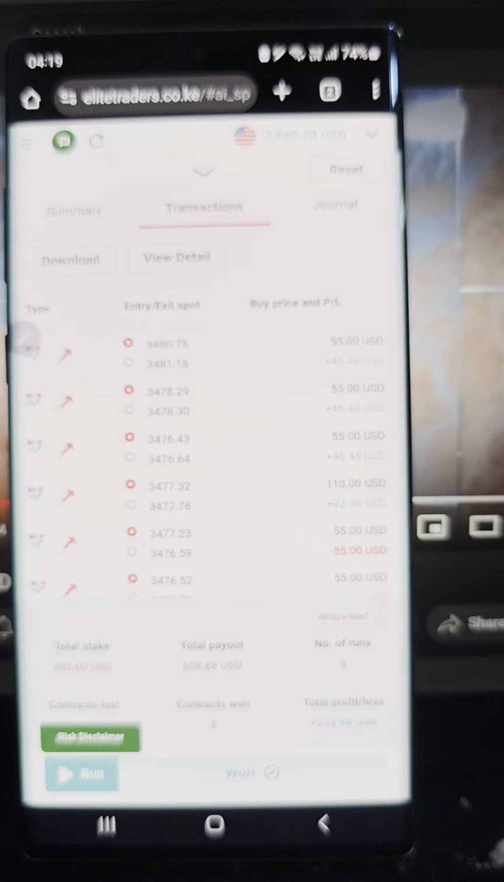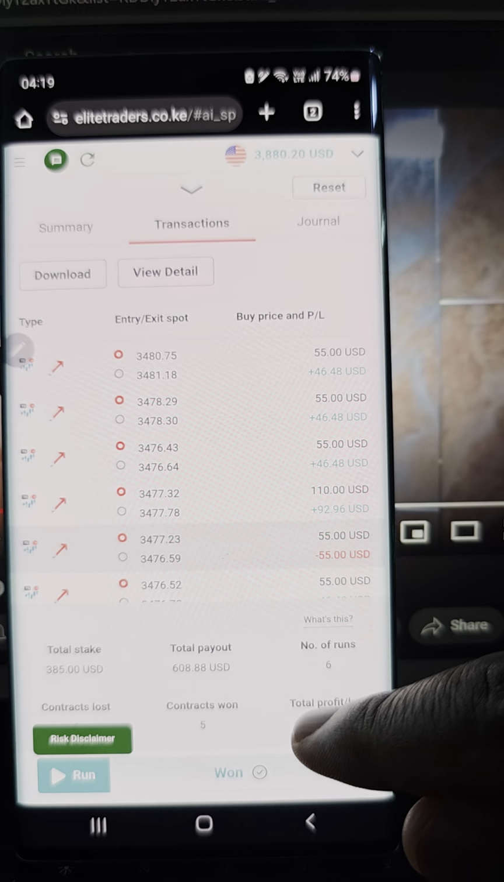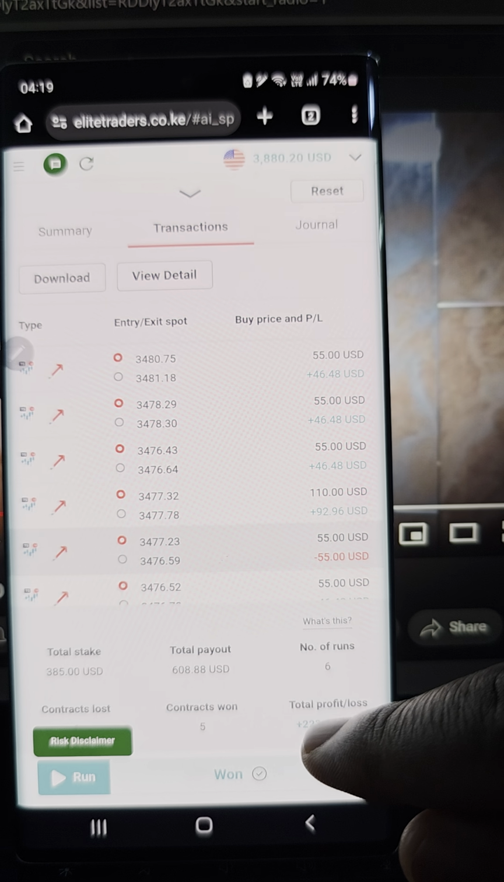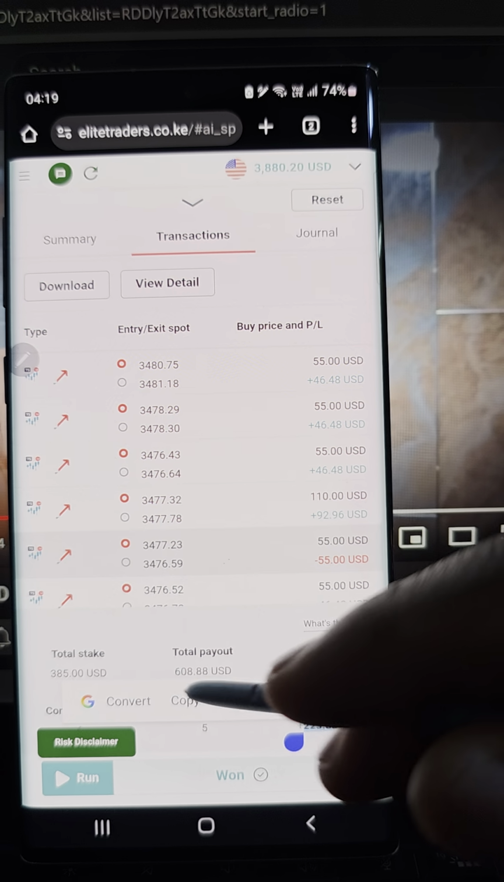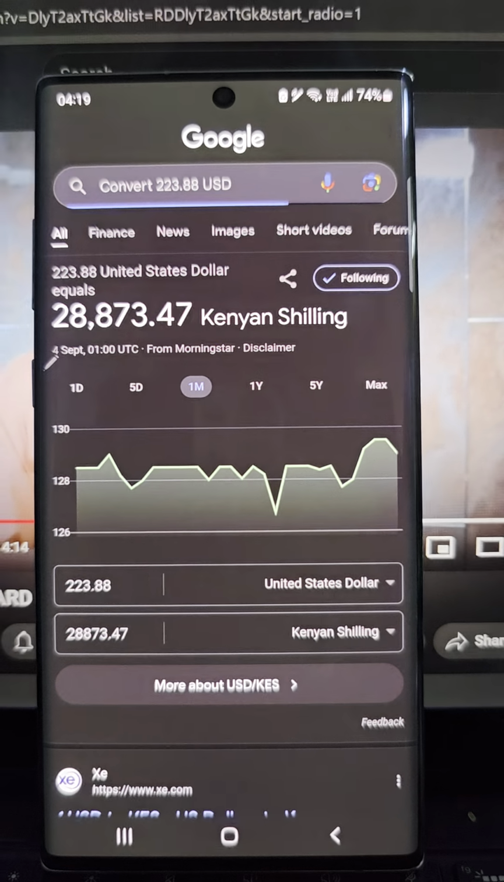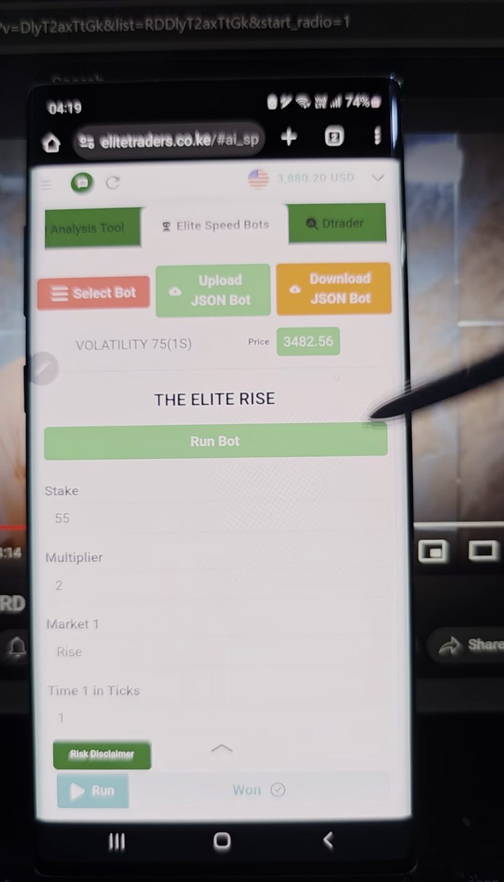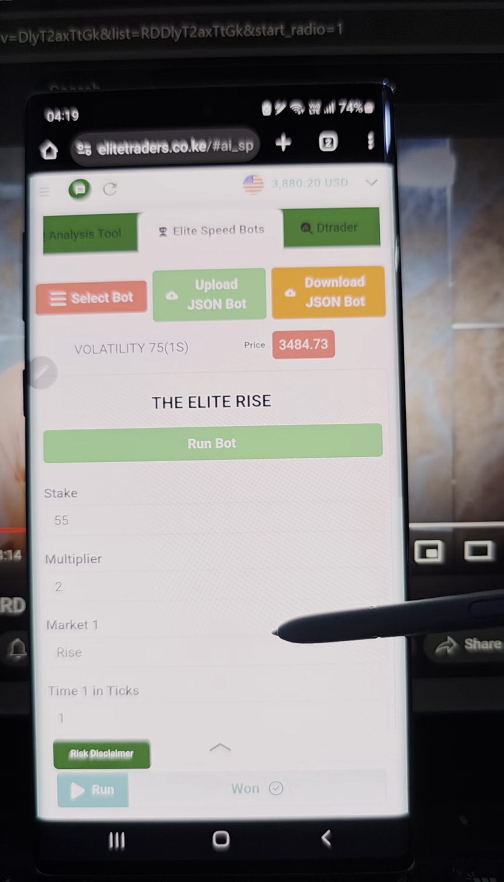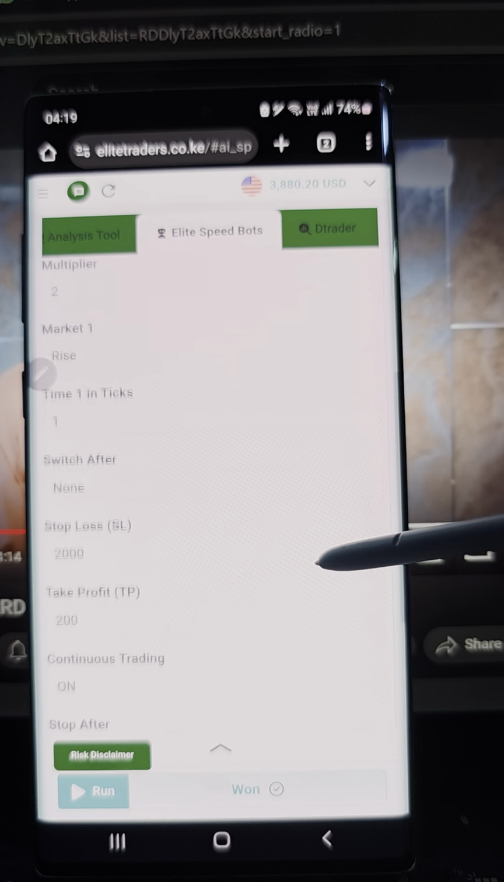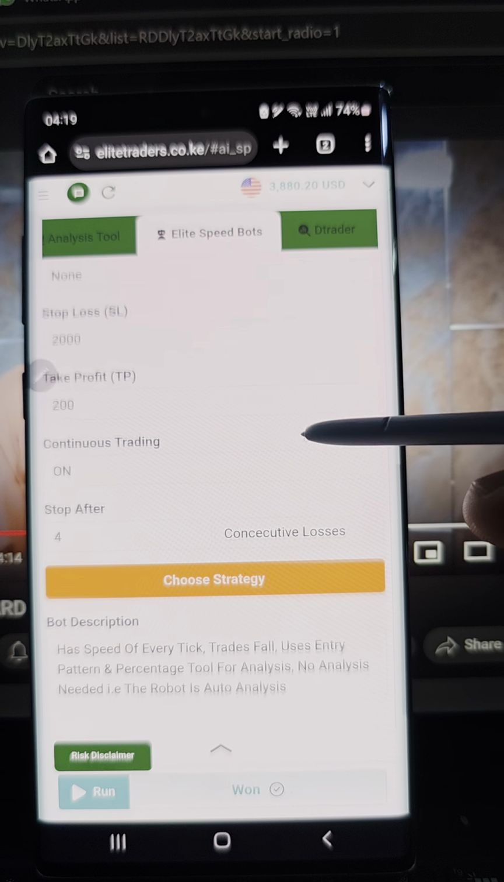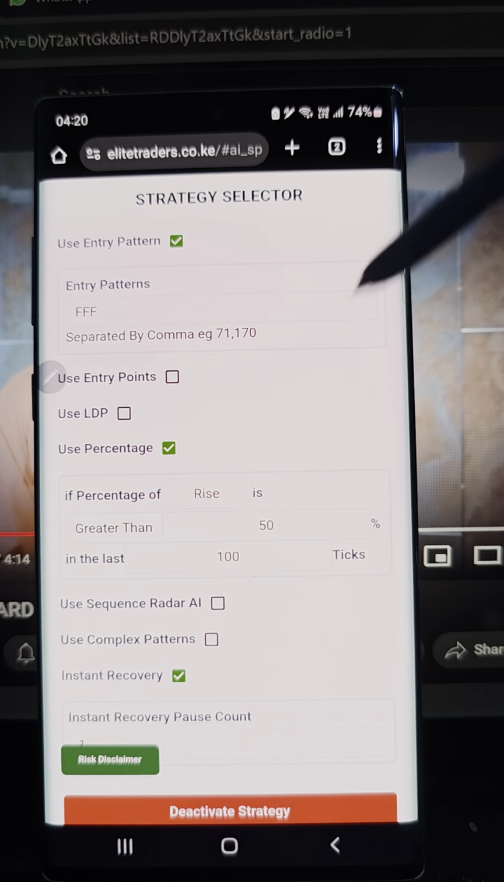So let's see how much we made. We made 223 USD, that's around 28,000, which is more than enough. And if you check here, we are actually trading rise and fall. That is the rise market, using Volatility 75 (1s). If you click here, you can actually see the conditions I gave you.